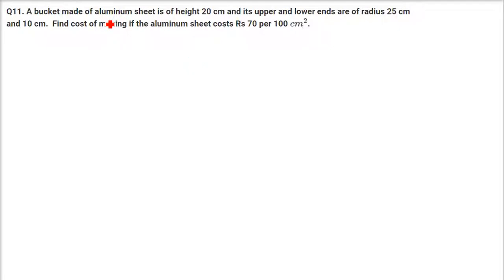Okay, a bucket made of aluminum sheet of height 20 centimeter, and its upper and lower ends have radius 25 centimeter and 10 centimeter. Find the cost of making it if the aluminum sheet costs rupees 70 per 100 centimeter square, that is rupees 70 by 100 for 1 centimeter square.